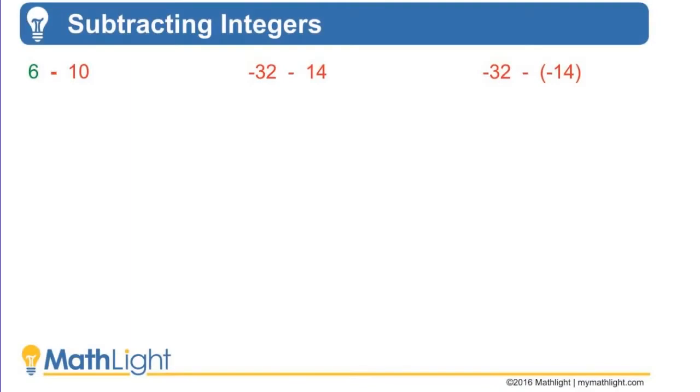Well, it brings us to subtracting integers, and remember the key is don't think of it as subtraction. Think of it as that amount of positives and that amount of negatives. So what's our first problem here? It's really 6 positives plus 10 negatives. Okay, that's easy. 6 positives and 10 negatives.